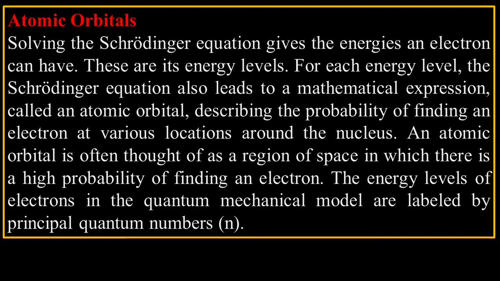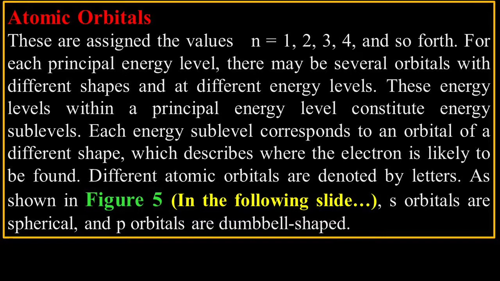The energy levels of electrons in the quantum mechanical model are labeled by principal quantum numbers, n. I spoke about that when I did the electron configurations. These are assigned values for n, and this is going to become very important later. N equals 1, 2, 3, 4, and so forth, up to 7, 7s2, for instance.